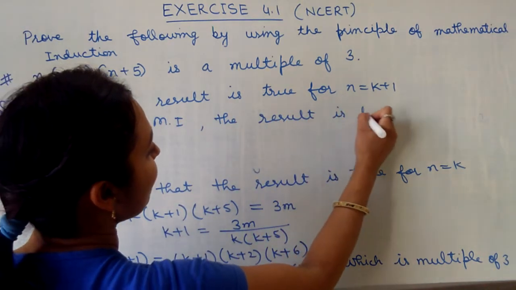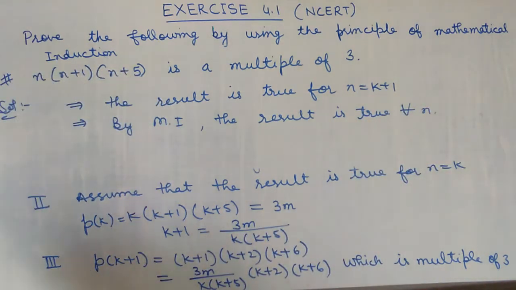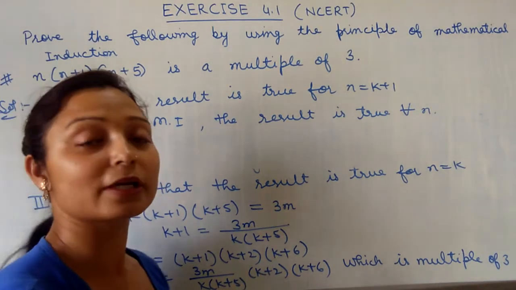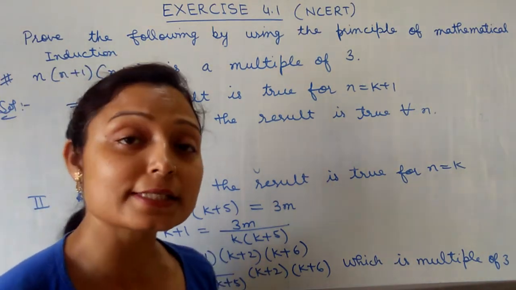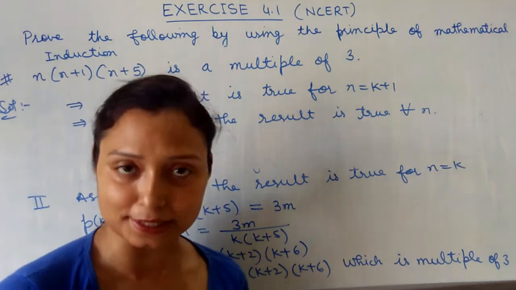Result is true for all n. So this is the way. This is a very simple way as compared. It does not require more time. It is less time consuming as compared to the first type.